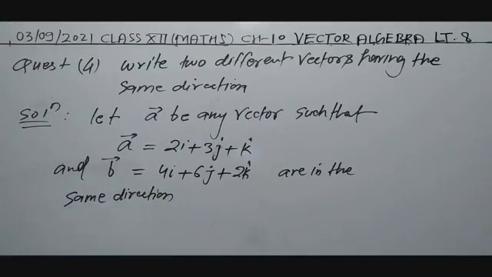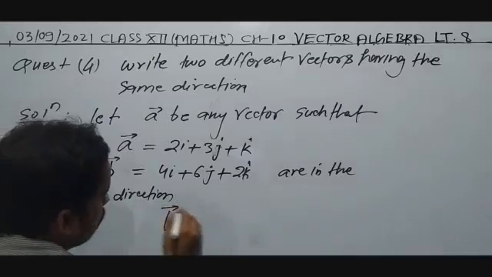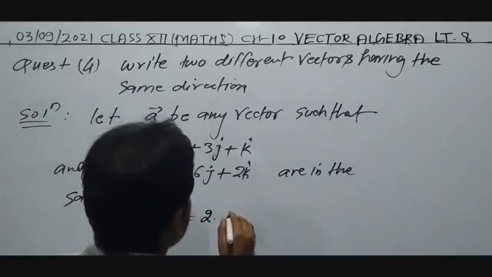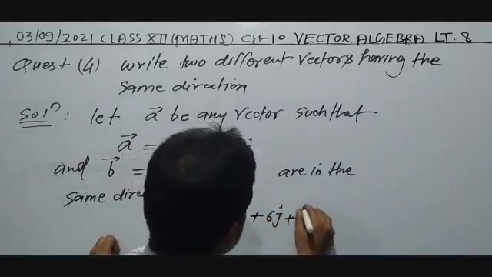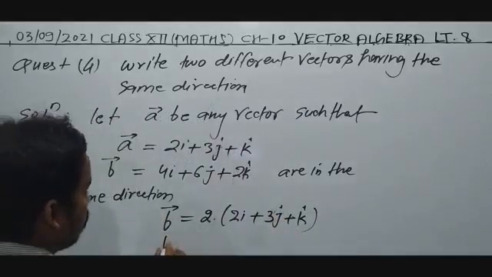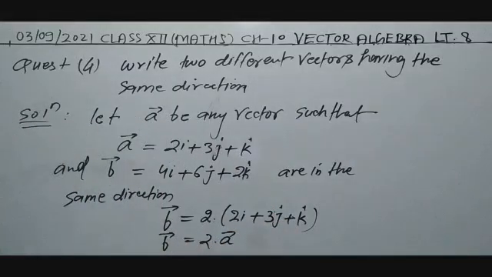Also in this question we can write vector B is equal to 2 times (2i plus 3j plus k). Now this vector we can write as 2 times vector A. Now this is in the same direction. Now come to the next question.